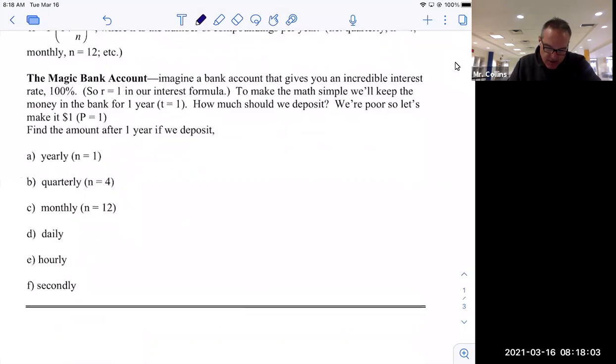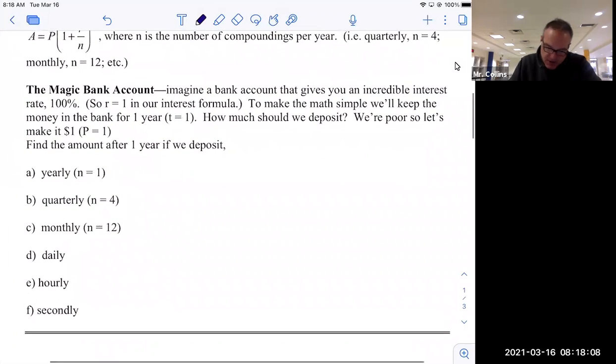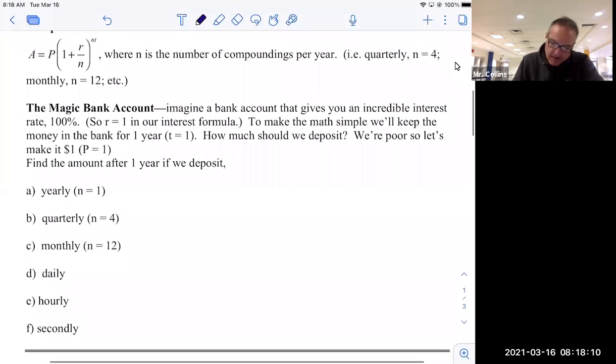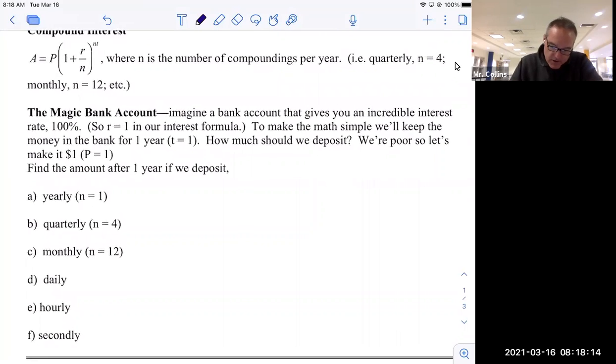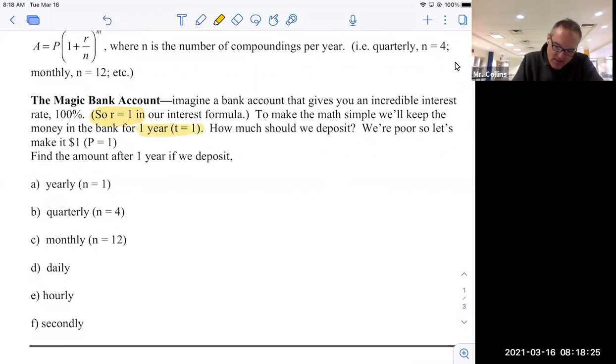So I want you to imagine this magic bank account. So we're going to play theoretical mathematician here. And we're going to give you, because I like you guys, 100% interest. So R equals 1, which is kind of rare. Banks wouldn't make money at 100% interest. You're only going to keep the money in this magic bank account for 1 year. And you only have $1 to invest. So we'll let you invest $1.